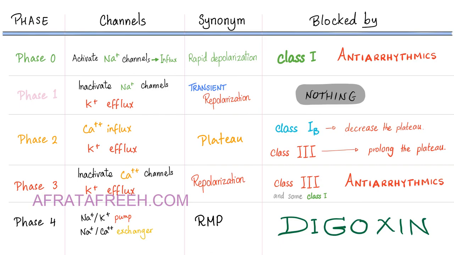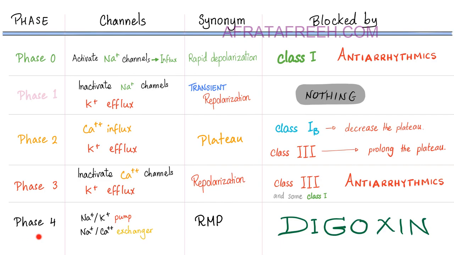is crucial. Phase 3, we inactivate the calcium channel. We work only with the potassium efflux. This is called repolarization, like actual repolarization, and this is blocked by class 3, sometimes class 1, and this is the potassium channel blocker, such as the ugly amiodarone. There is another drug called dronedarone, and a third drug called sotalol, and you have dofetilide and ibutilide.